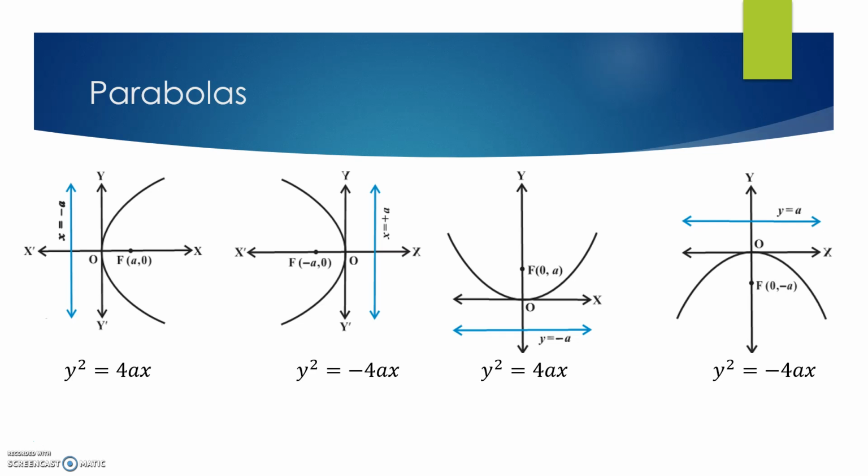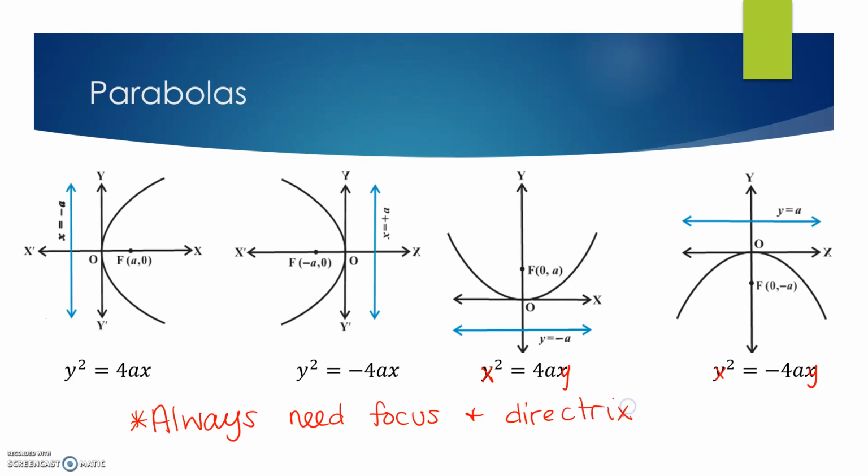Remember that there were four types of parabolas. Y squared equals 4ax, y squared equals negative 4ax. This should say x squared equals 4ay, and x squared equals negative 4ay. Sorry about that. We always have to find the focus and the directrix with a parabola, so maybe write that down: always need to find focus and directrix. If you need to, go ahead and pause this so that you can copy down those sketches. If you have them in your notes already and you're happy with that, that is absolutely fine. But make sure that you've got these copied down before you move on.